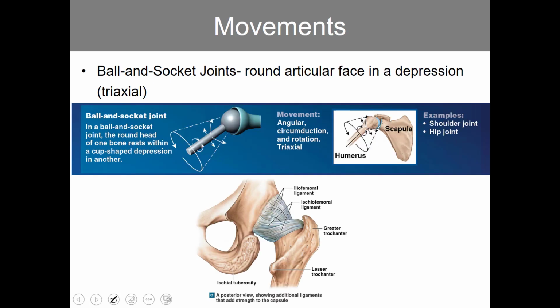Ball and socket joints have a round articular face and a depression, whether it's the head of the femur into the acetabular cup of the coxa, or the head of the humerus up here into the glenoid cavity of the scapula. Ball and socket joints allow for a range of motions: angular motion, circumduction, and rotation, all occurring in a triaxial orientation, so all three planes. The shoulder and the hip are the two examples of ball and socket joints we have in the body.